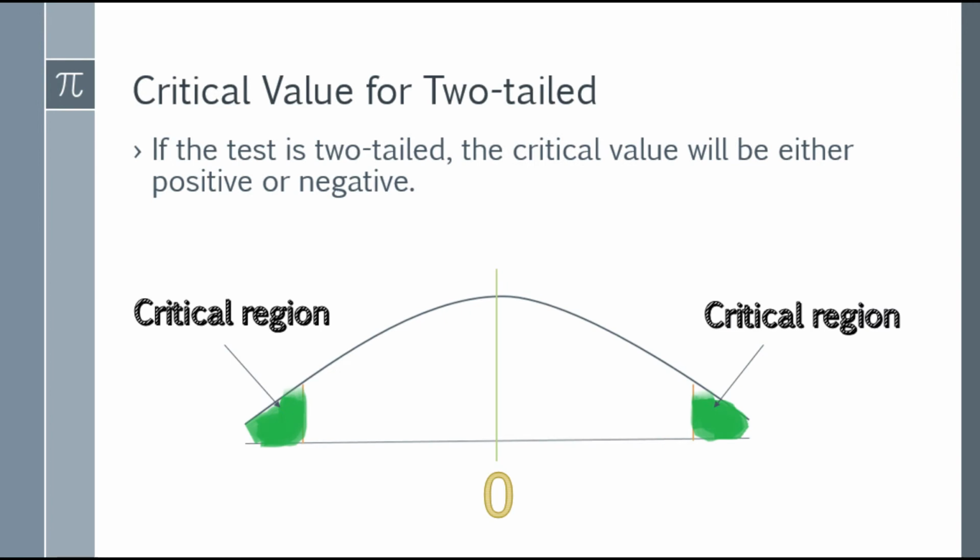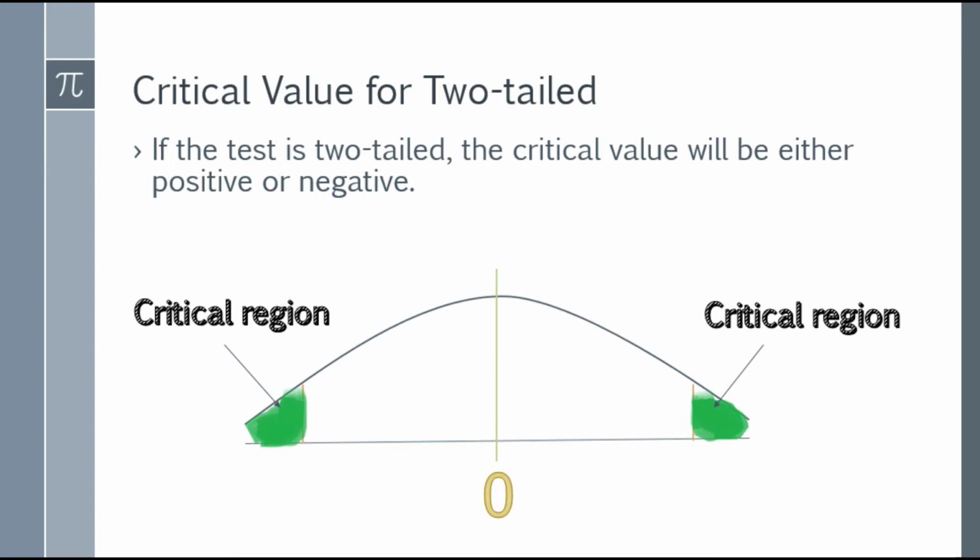Okay, so paano naman pag critical value for two-tailed? If the test is two-tailed, the critical value will be either positive or negative. So, always remember, pag two-tailed, palaging dalawa yung critical region mo. So, makikita nyo siya dun sa screen. Yan, yung dinrawing ko. Dalawa yung critical region pag two-tailed.